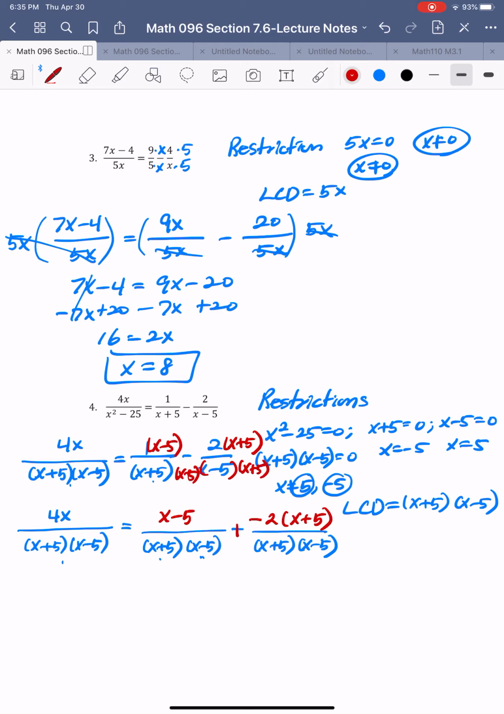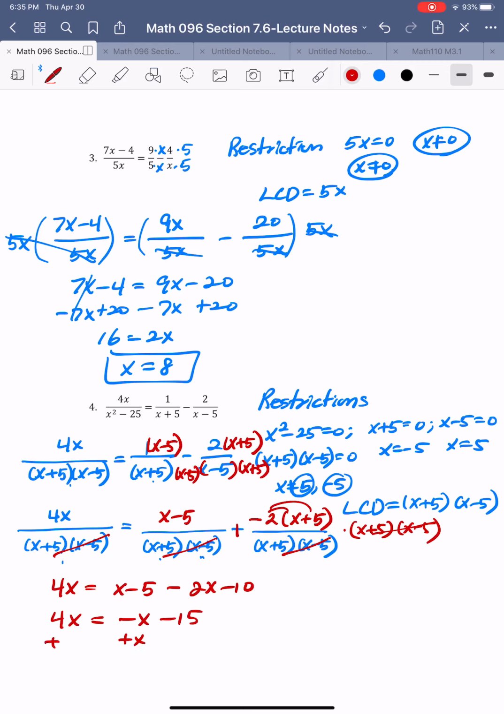Okay, multiply by the LCD, which is x plus 5 times x minus 5, on both sides. It will cancel all the denominators. Now you got just 4x equal to x minus 5 minus 2x minus 10, which you distribute, okay? So 4x equal to negative x minus 15, plus x on both sides, which is 5x equal to negative 15. Divided by 5 is equal to negative 3, which is not the same as 5 and negative 5, so this is okay to use.